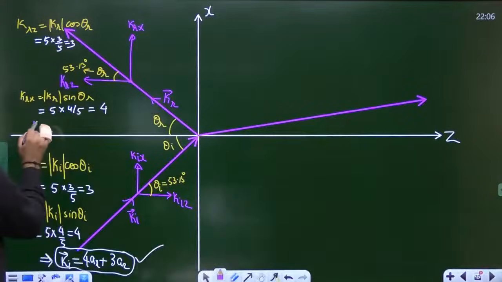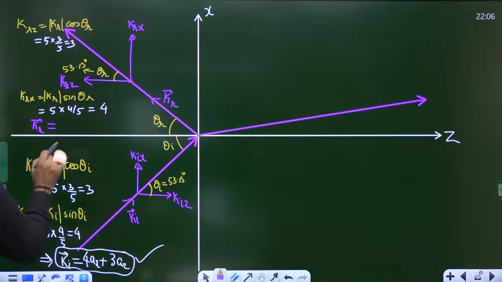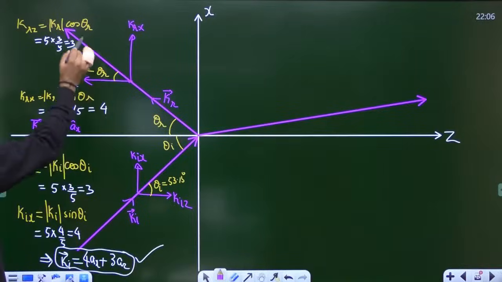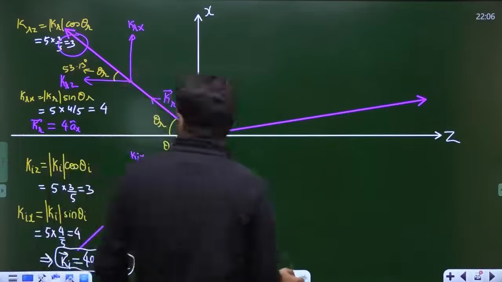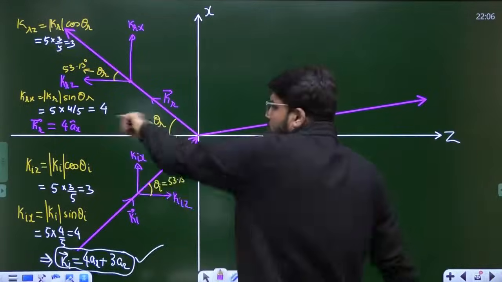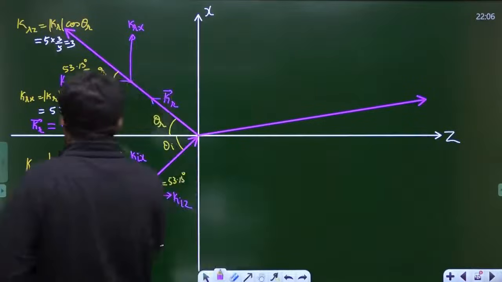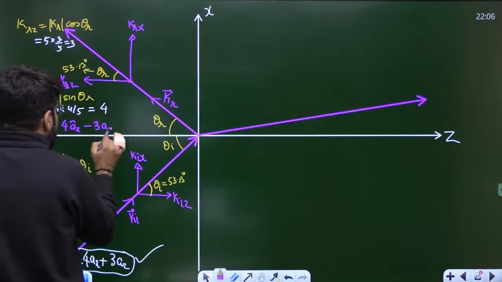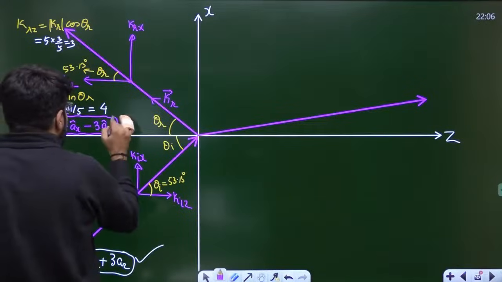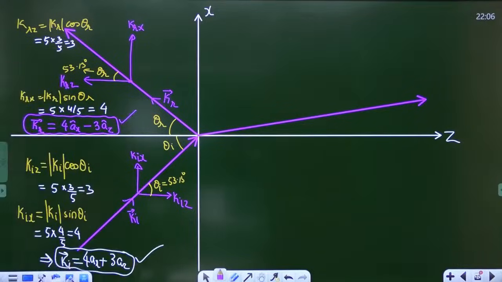What is Kr? Dear, what should be the Kr? Okay, x component is 4, so 4ax. Z component is 3. But very clearly, Z component 3 is pointing in the minus Z direction. This is the plus Z. So Z component is going in the minus Z direction, so I will write down minus 3az. 4ax minus 3az.